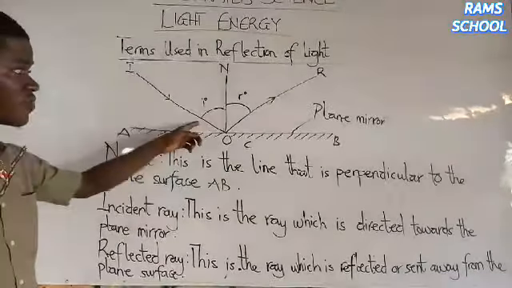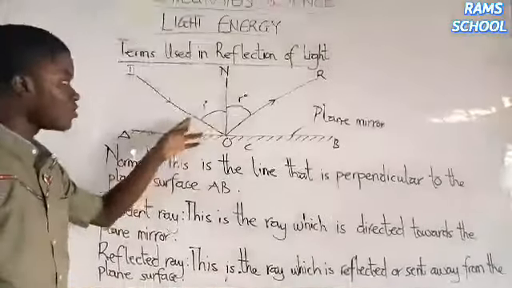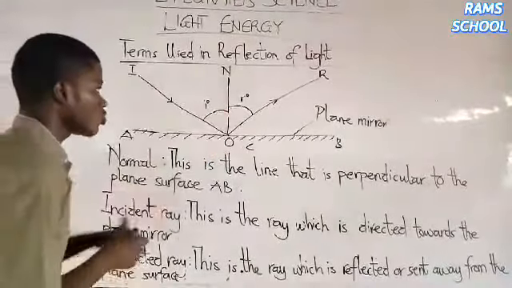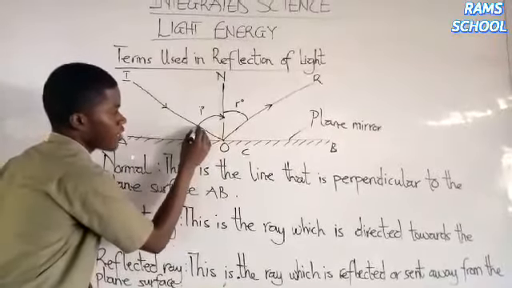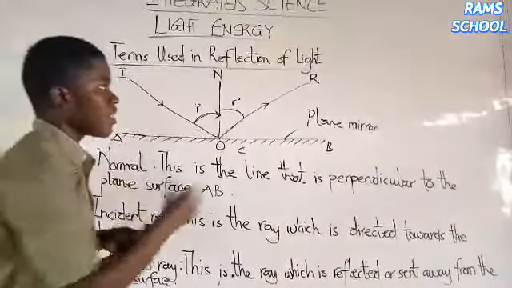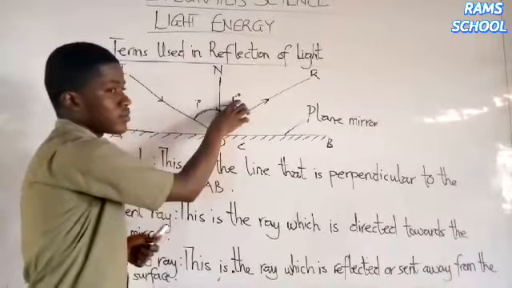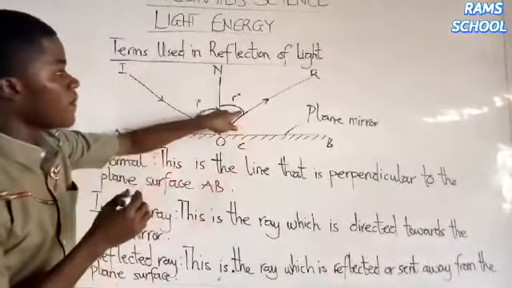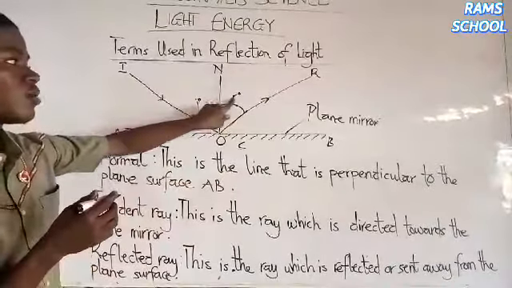So with the angle of incidence, this is the angle from when the incident ray makes an angle with the normal. So the angle starts from the incident ray, then it makes the angle with the normal. The same applies to that of the reflected ray. The angle of reflection, this is the angle where the reflected ray makes with the normal. So that's the angle of reflection.